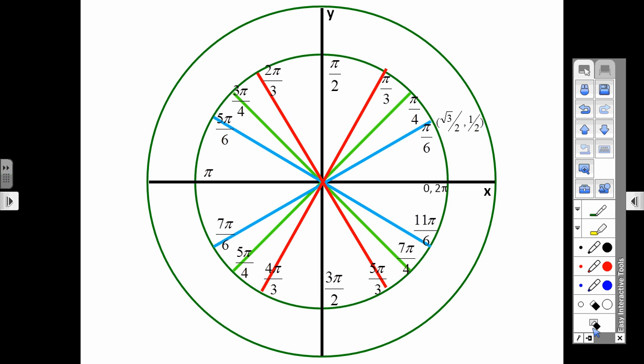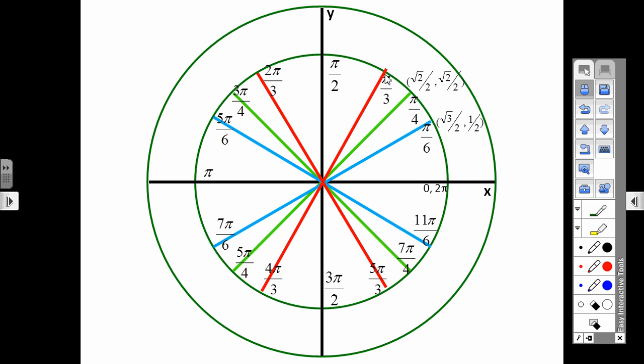Okay, so we can do the same process. I'm not going to go through it, but we can do the same process with the green line and the red line. The green line gives us a 45, 45, 90 triangle, and if this is 1 unit, then each of these sides, which should be the same, are going to be root 2 over 2. So that means the coordinates here are going to be root 2 over 2, comma, root 2 over 2.